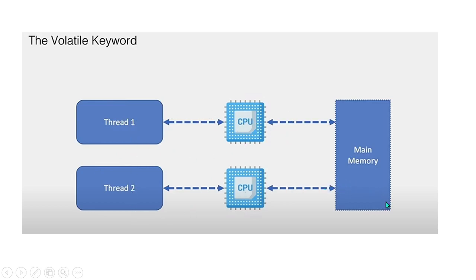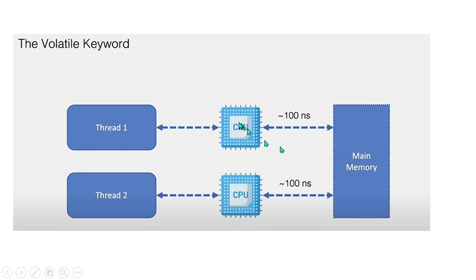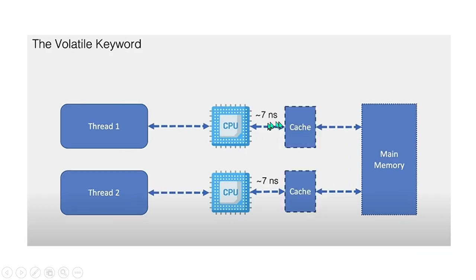Why are they using a CPU with its own cache memory? Because reading a variable from main memory takes around 100 nanoseconds, but reading from cache takes about 7 nanoseconds, so around 10 to 12 times faster. So for faster processing, each thread has its own stack, and its own CPU cache memory.